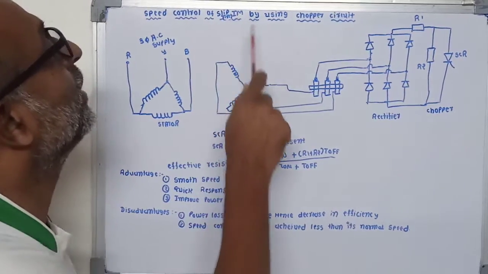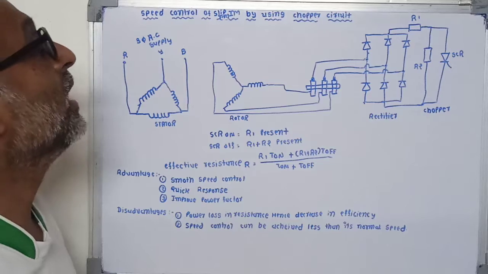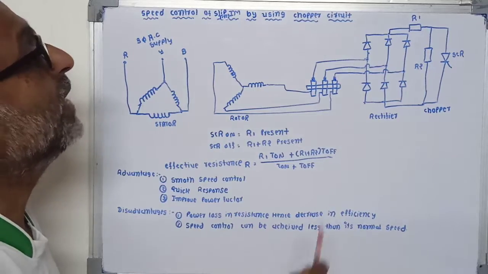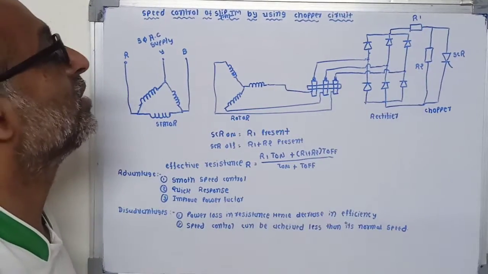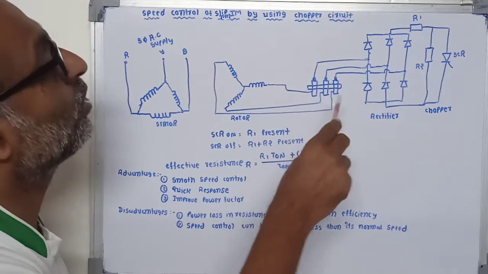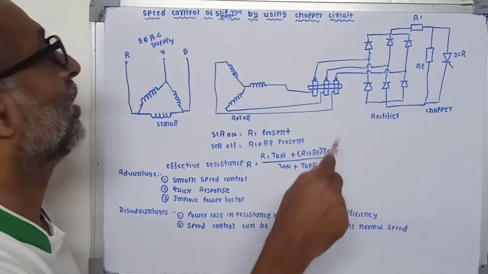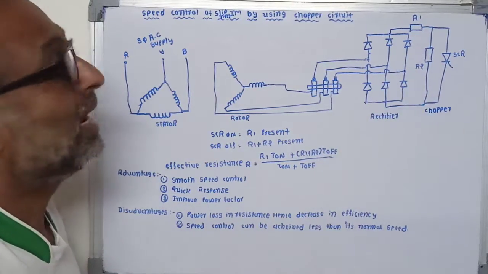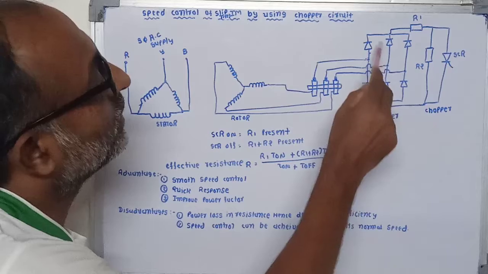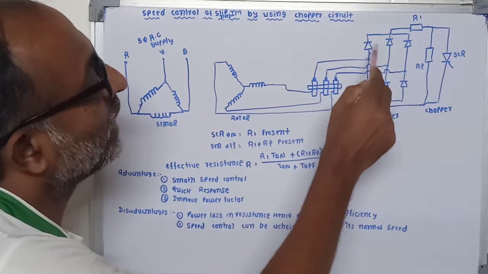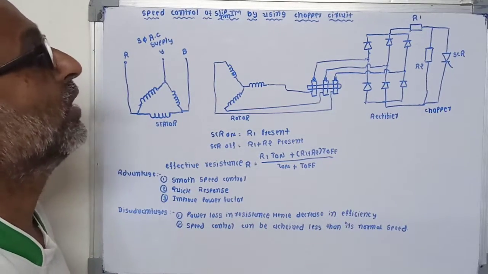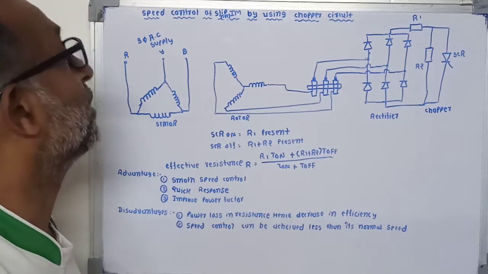Speed control of slip ring induction motor by using chopper circuit. As we know, the speed of this slip ring induction motor can be varied by adding variable resistance in the rotor circuit. So here this is the basic circuit of speed control of induction motor by using chopper circuit. Here resistances R1 and R2 are inserted in the rotor circuit through the slip ring, and these thyristors are used as a rectifier, and this SCR is used as a chopper, or you can say a high speed switch.